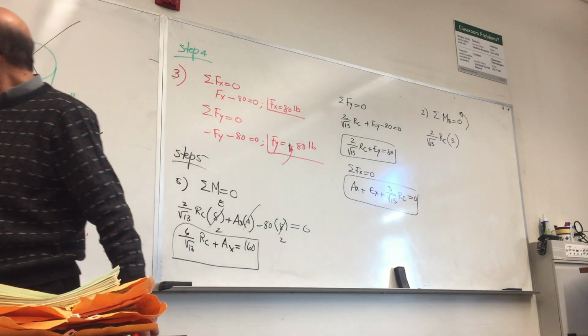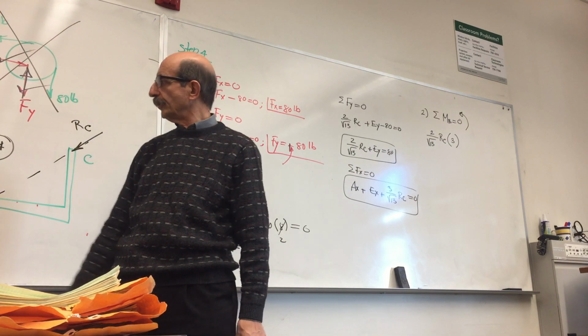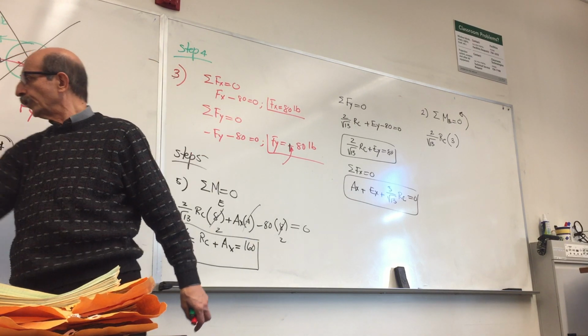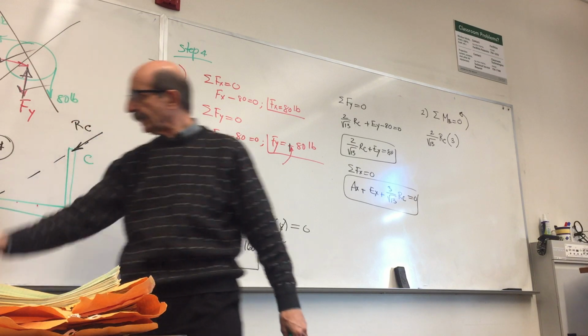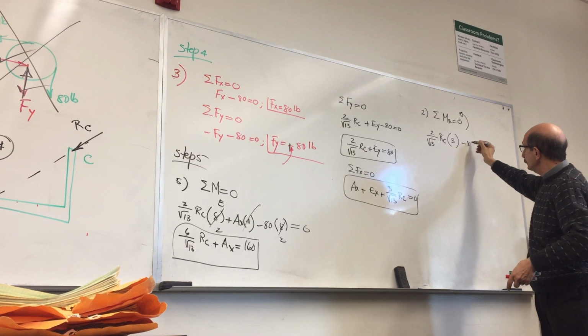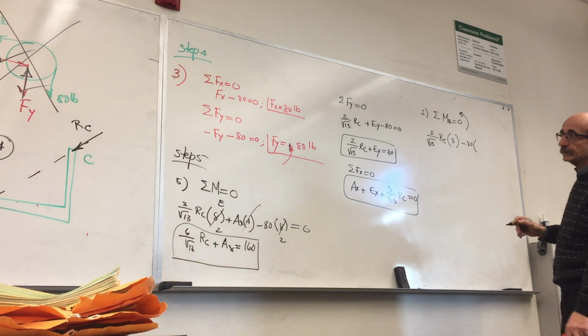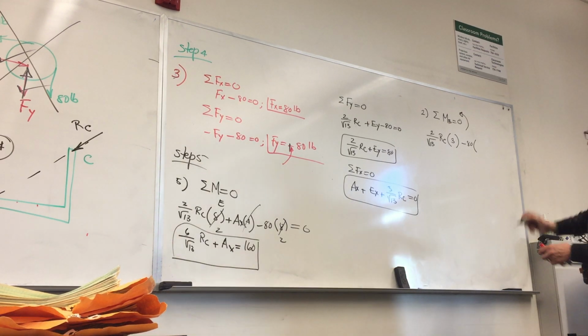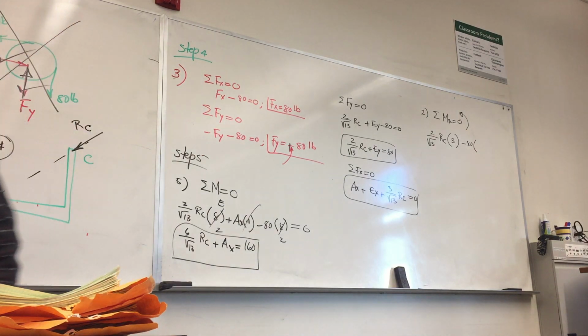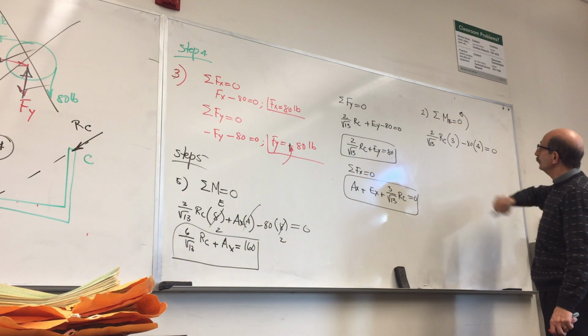This one and this one don't generate any moment about point B, because they all go through point B. So it's only this guy, and that will be negative Fy, which we have found, negative 80 times the distance from B. I'm sorry, it's 4, because Fy is here.